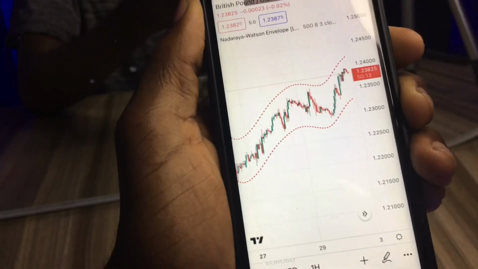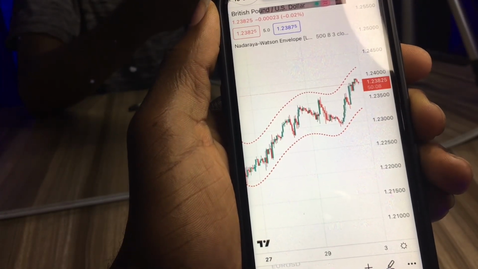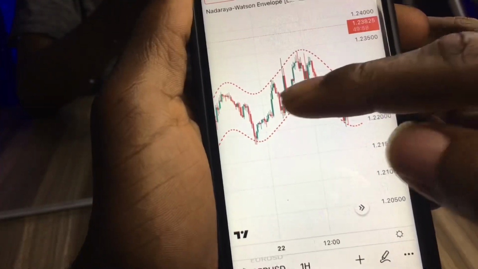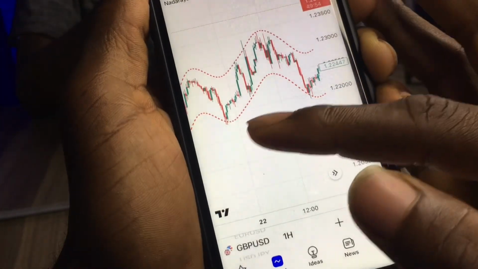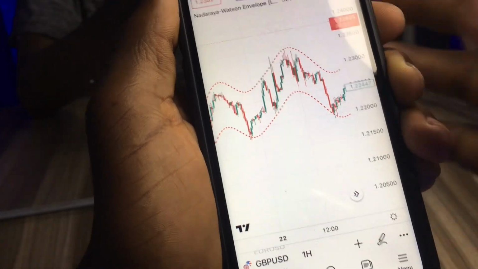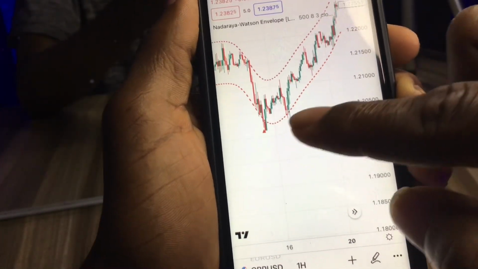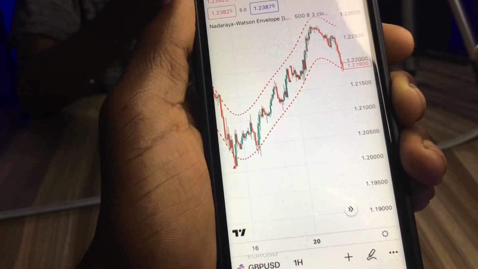Now we're not just going to be using this, I'm going to be adding other things along the way, so you want to get everything completely. Now just like I explained, this topmost part represents a resistance point in the market, and this point right here is a support zone in the market. So basically we want to see an upward reaction whenever price reacts to the support, and we want to see a downward reaction whenever price touches the resistance.